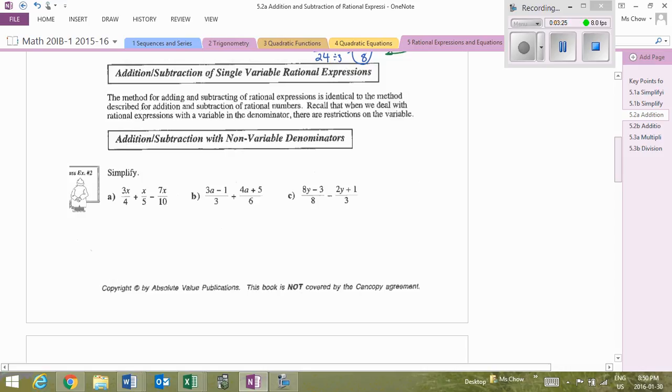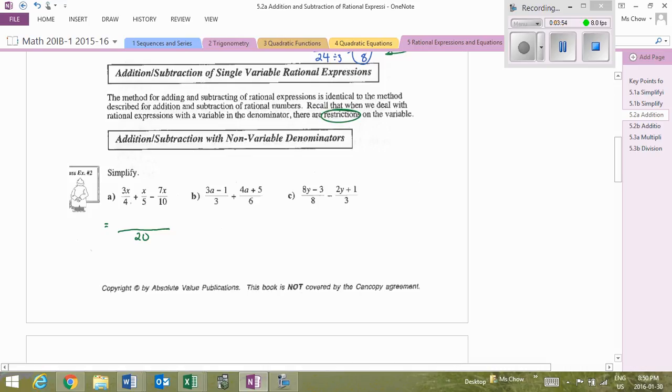Okay, so moving on then to single variable rational expressions. Again, do not forget that you also need to state your restrictions where required. Restrictions only apply when we've got variables in the denominator, because we do not want the denominator to equal 0, because we can't divide by 0. So for A, we're looking at a common denominator of 4, 5, and 10. Our least common multiple is 20.